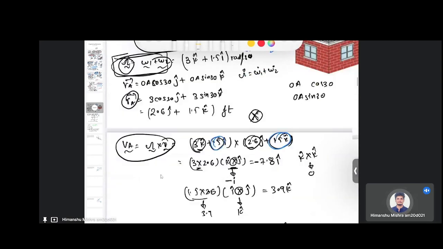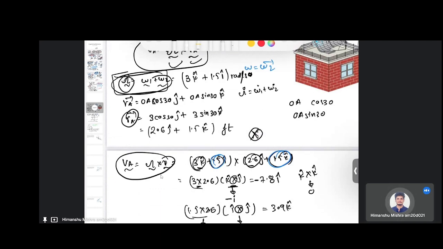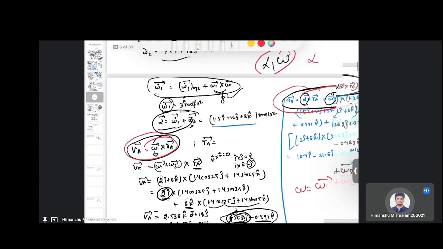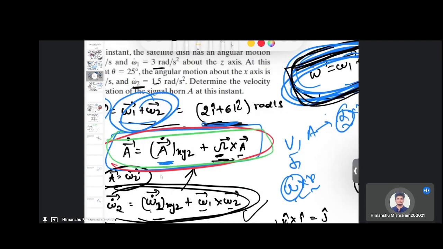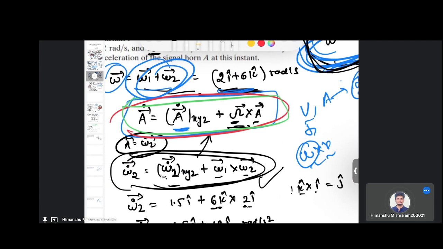But to calculate the acceleration, you need the components of angular acceleration like omega dot 1 and omega dot 2, and for that we will be using this equation, where the rate of change of a vector can be defined as the rate of change of the vector in the moving frame plus omega cross A. So in place of A dot I can write omega dot 2. Then it will be omega dot 2 equals omega dot 2 in the moving frame plus omega 1 cross omega 2.